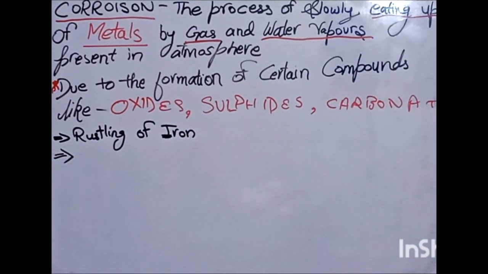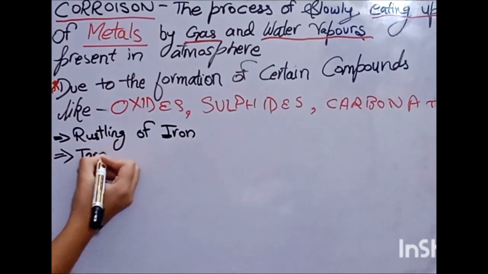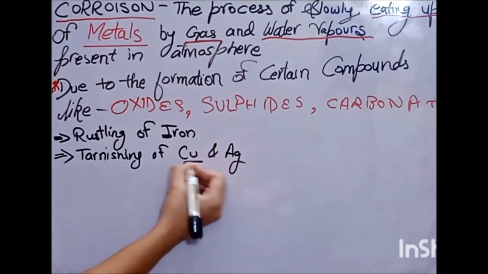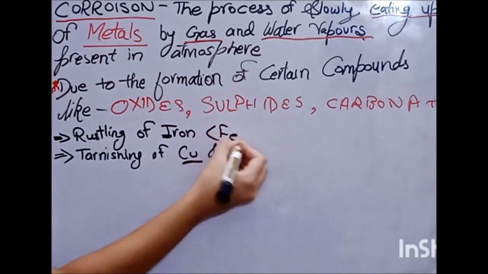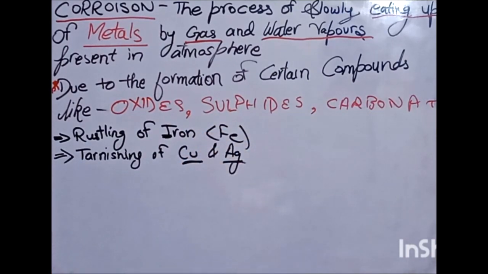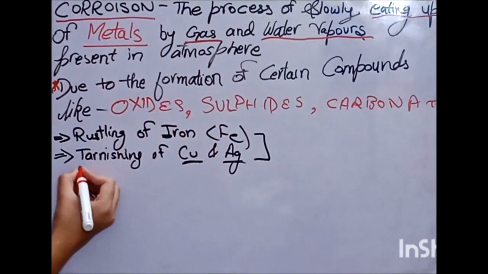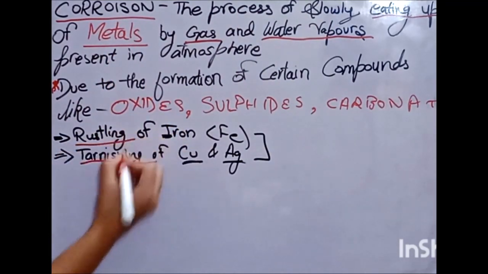Or you can say tarnishing of copper and silver. I hope copper and silver you know, this is also you can write it like Fe. ठीक है? So this is what it is. Rusting of iron and tarnishing of copper and silver is nothing very different. These both are corrosion, but we have given different names for it. ठीक है? Rusting of iron and tarnishing of copper and silver is nothing else but corrosion itself. These both are same things. But जब copper या silver पे corrosion होता है, we call it tarnishing. ठीक है? What I am saying is, when copper and silver face corrosion, that is the process of slowly eating of metal, then we call it tarnishing. और जब iron का होता है, we call it rusting.